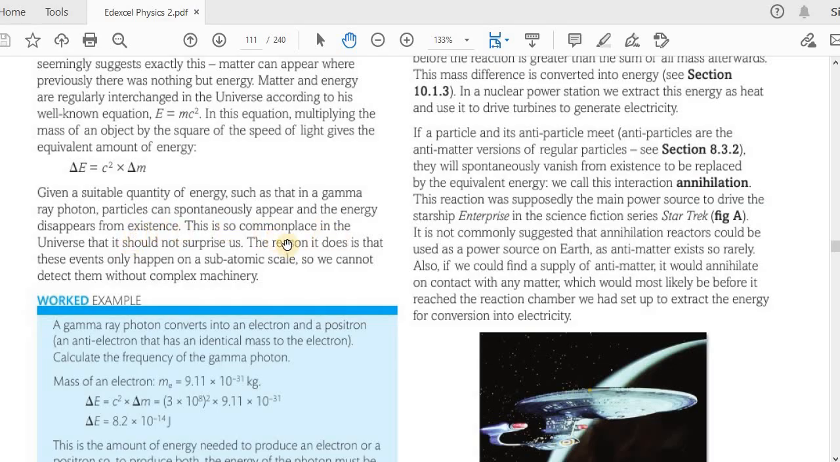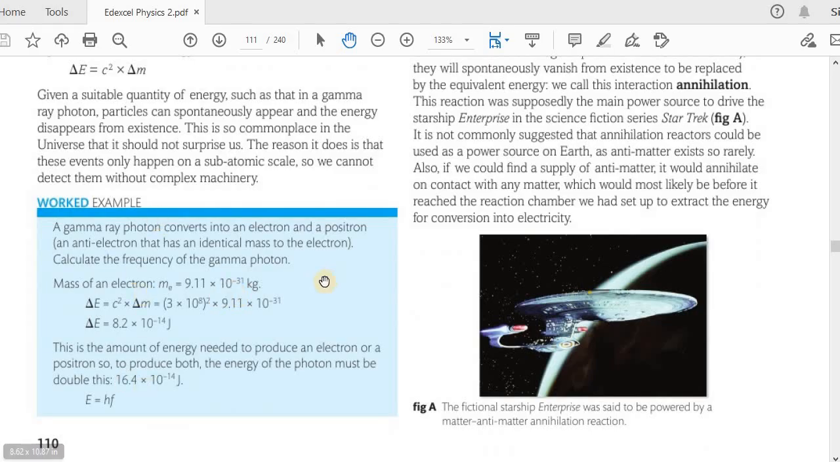This is so commonplace in the universe that it should not surprise us. The reason it does is that these events only happen on a subatomic scale. Now you don't have a human suddenly disappearing. You don't have a car at once disappearing into thin air. But this can happen at the subatomic level. So we cannot detect them without complex machinery.